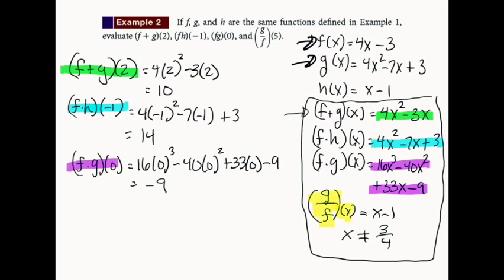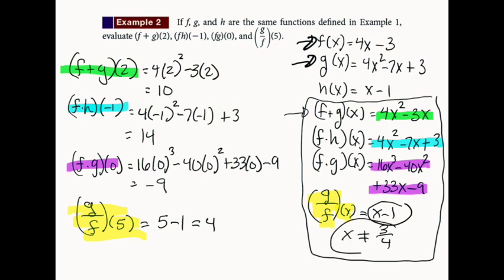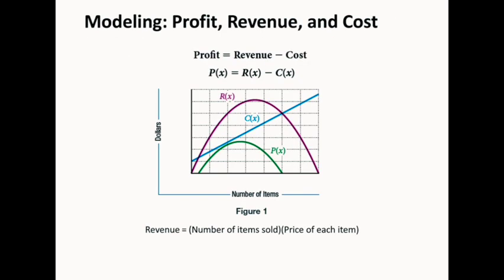Last one. We're going to do g divided by f of x, and we're plugging in 5. Okay, when we plug in 5, when we simplified the function, we got x minus 1. So when I plug in 5, I get 4. Just remember, if you're asked to plug in x is 3/4, that's going to be undefined. Even though it looks like we can plug it in here, it's not going to work. So just keep that in mind. That's why it's really important to write down those restrictions when you run into them.